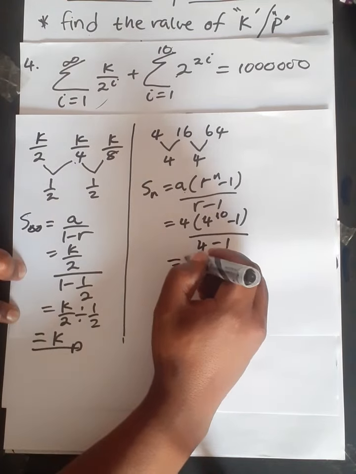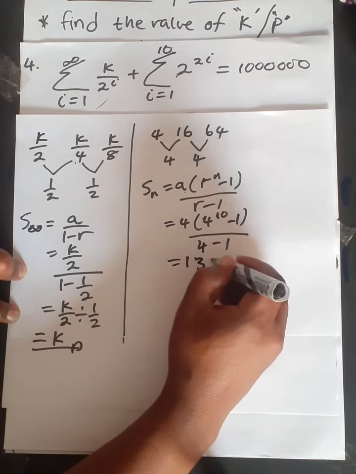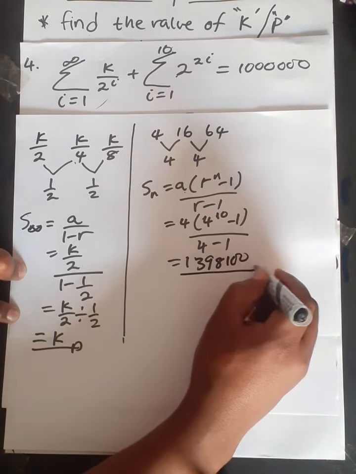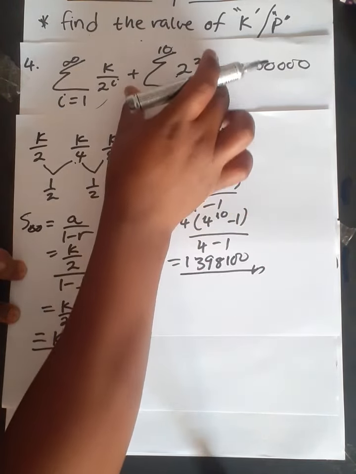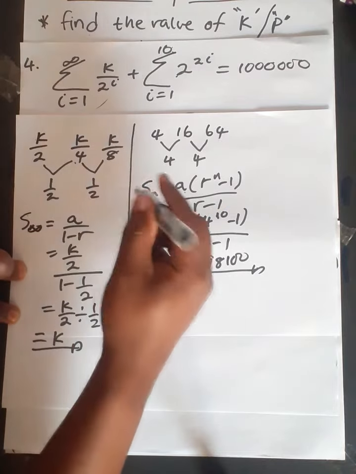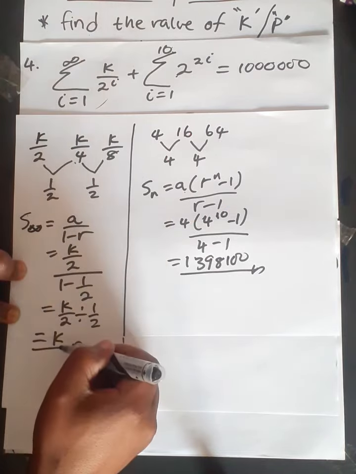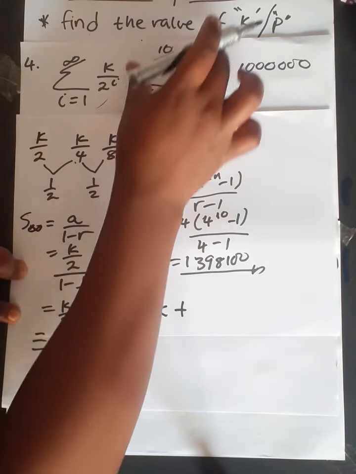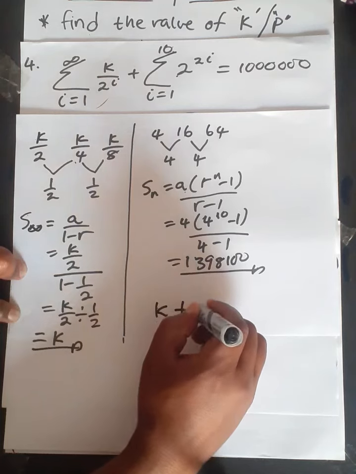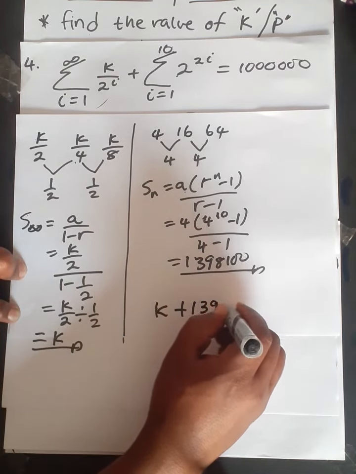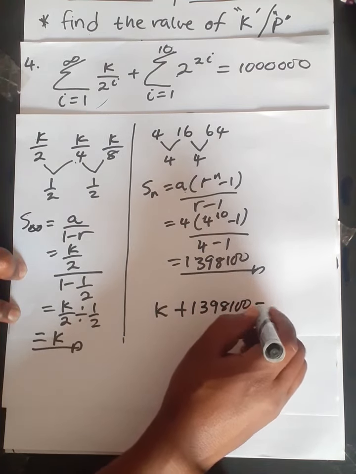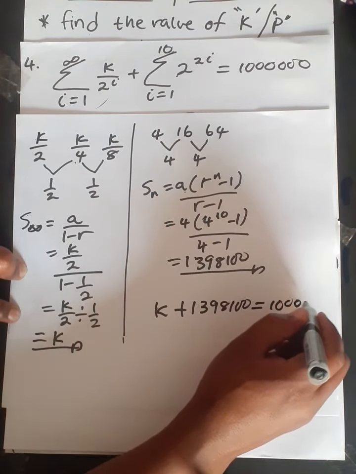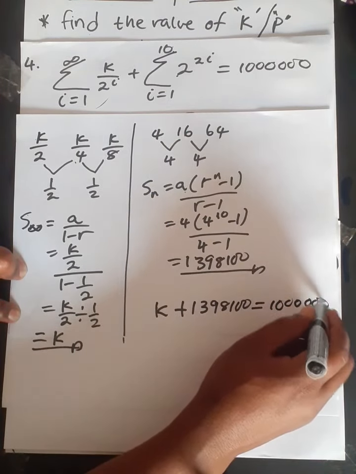Mosha calculating la uzothola 1,398,100. Le part eyalo. So we have le part na answer yakhona which is k plus le part na answer yakhona which is 1,398,100 equals to a million. 1 2 3 1 2 3. So it's a matter of solving k.